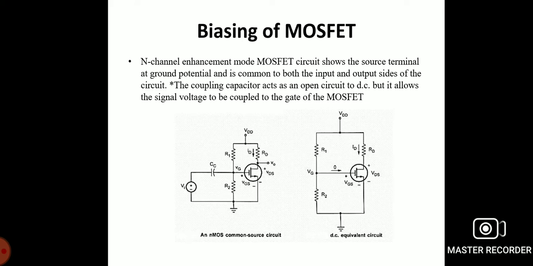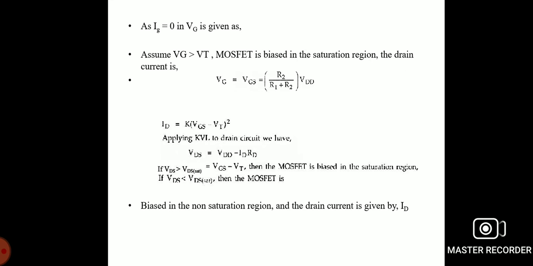So for the initial condition of the input side and also the output side, we have to take the gate source voltage analysis and also the drain source voltage analysis. Now the gate current is equal to 0, which is the initial condition of the MOSFET. The gate current is 0. Assume the gate voltage is greater than the threshold voltage. Here the MOSFET is biased in the saturation region. The gate voltage, equivalent to the gate source voltage, is equal to R2 divided by R1 plus R2 into VDD. It is the voltage difference of the voltage divider potentials.